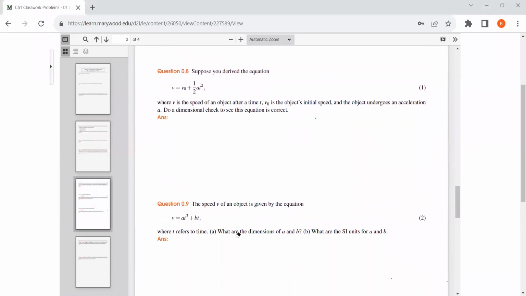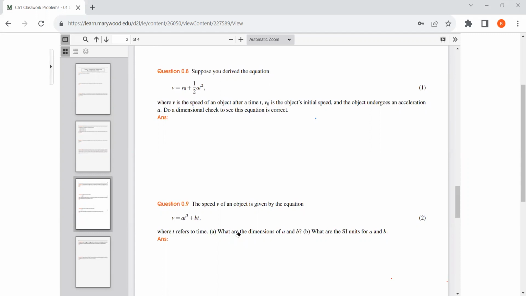Okay. So let's do number 8. Here I want to know whether this equation is correct or not. You will be learning a similar equation in the next chapter, but even if we don't know how to derive this equation, just by knowing dimensional analysis, we can check whether it is correct or incorrect.